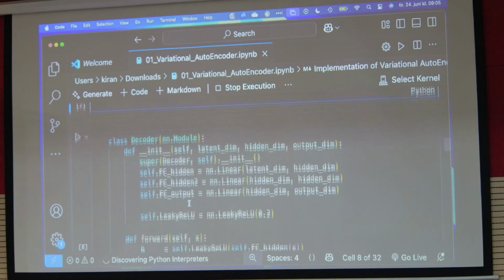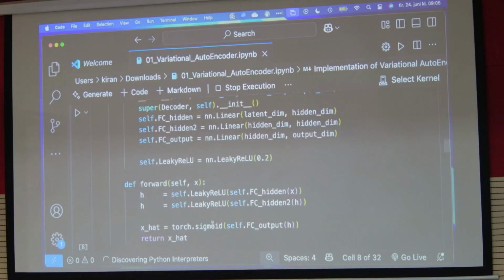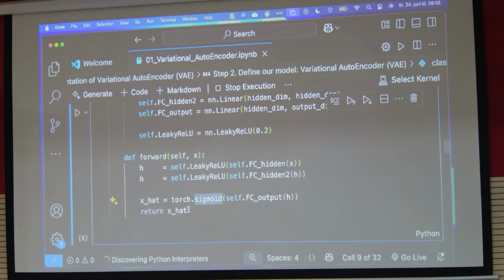And then there is the decoder module, which is the inverse of that: linear, linear, linear, and then one leaky layer, and then there is the forward pass for that. Here we are using sigmoid. So, the original image and the reconstructed image.